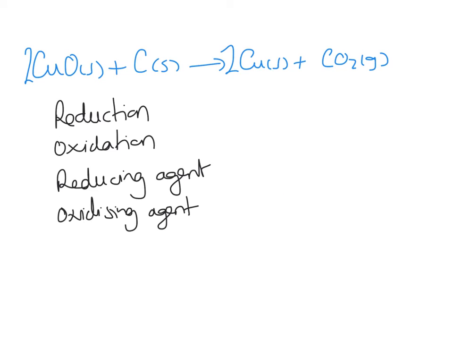If we look back at this example, then we can see that it's the copper oxide that's reduced, the carbon that is oxidized, and therefore the reducing agent is the carbon and the oxidizing agent is the copper oxide.